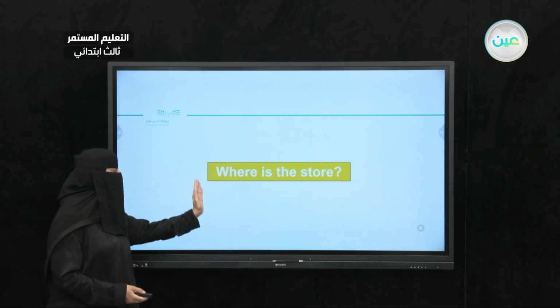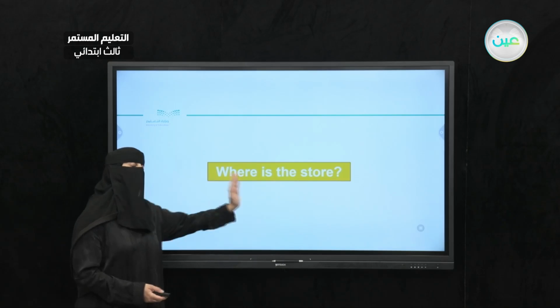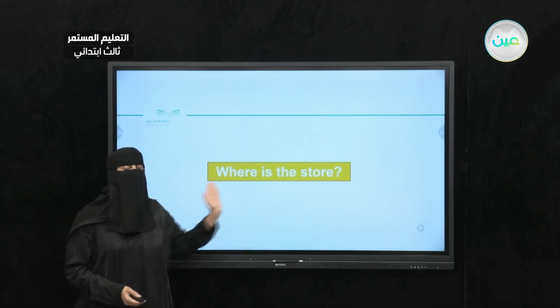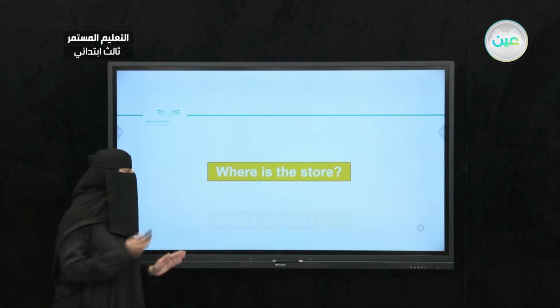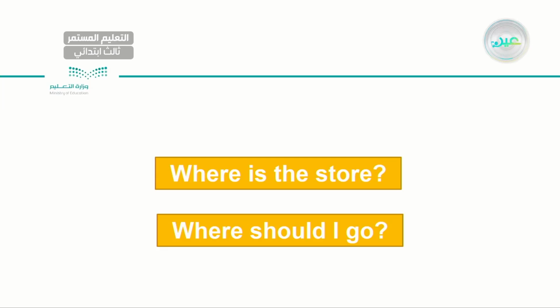okay? By asking this question, where is the store? Where is the shop? Where is the furniture shop? Where can I find the bakery? Or we might use this kind of a question, where should I go? Or help me with the directions. Okay, remember, to get the place or the location, we often need the question word where. Where should I go? Where's this place?